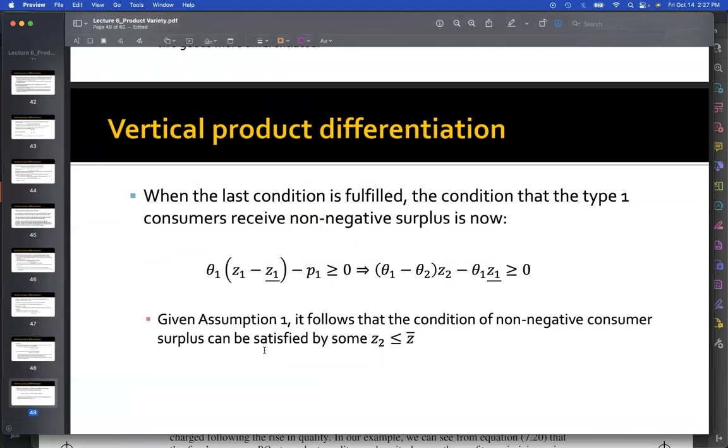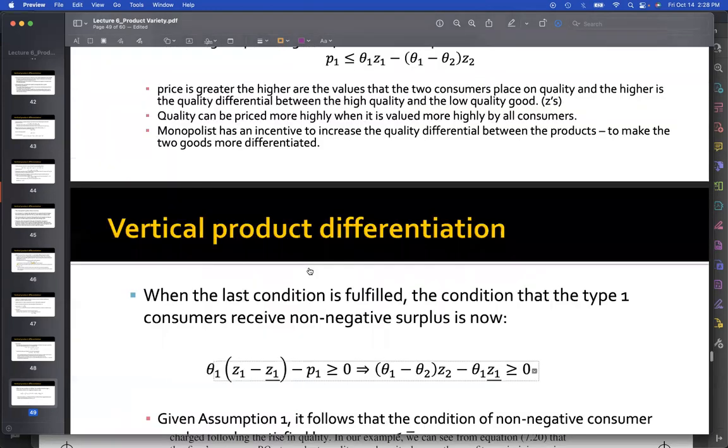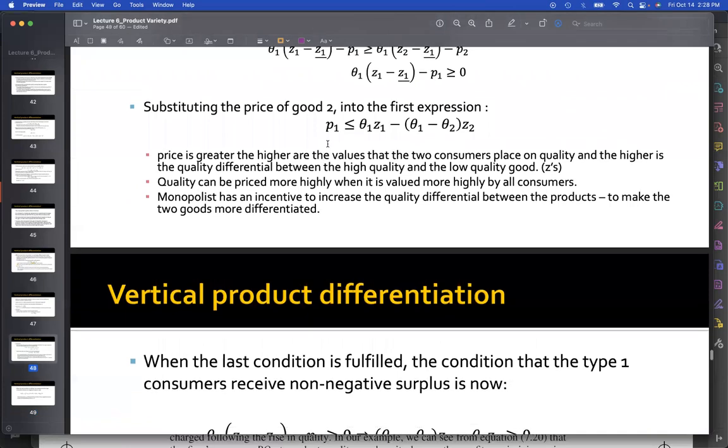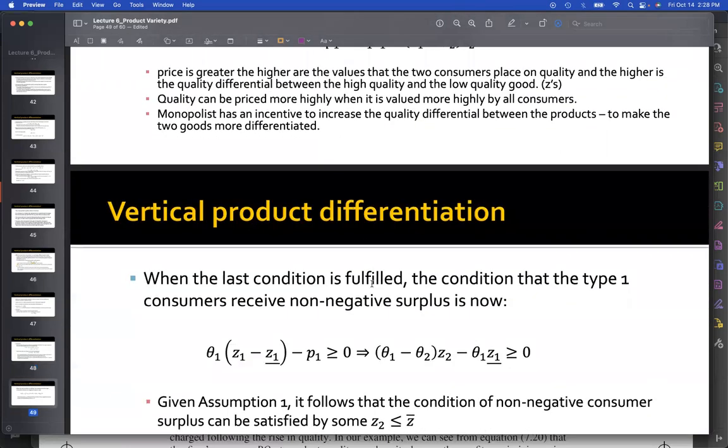When the last condition is fulfilled, the condition that type 1 consumers receive a non-negative surplus is now this. Okay, so this is the non-negative surplus. And you combine it with this. This is the second sort of derivation. It will become this. So this essentially combines the incentive compatibility and the non-negativity condition into one.